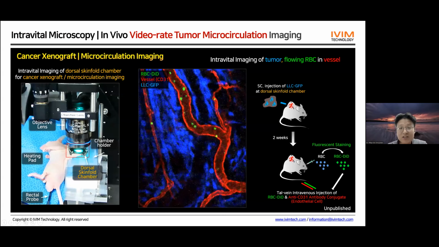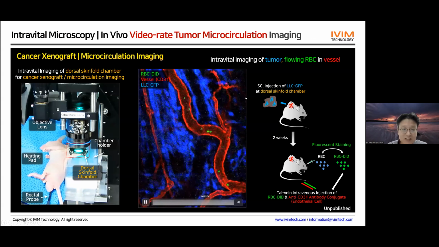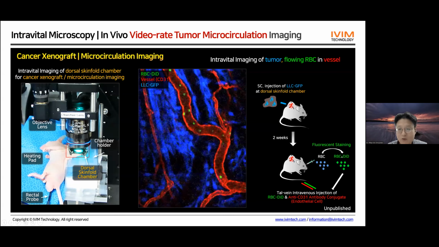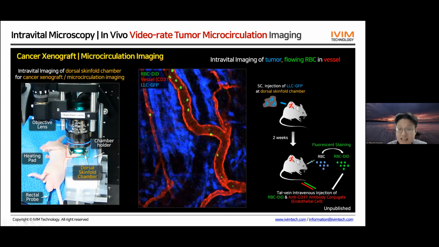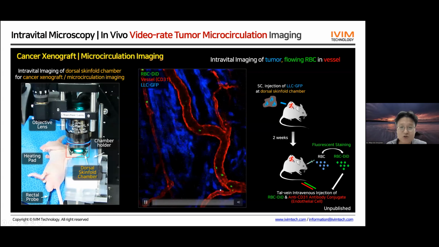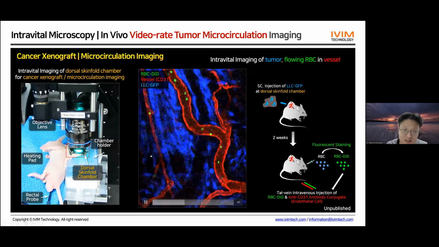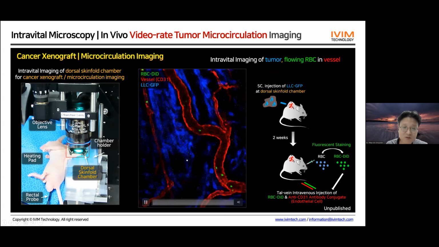So it enables us to directly monitor the flowing cells in the blood vessel. This is another example obtained from this tumor mouse model. The blue color is the pseudocolor tumor cell, and the green color is the red blood cell. We injected fluorescent red blood cells intravenously into this mouse model. So you can see the flowing RBCs in this tumor mouse model, and we can directly compare how the blood flow is different in this mouse model.